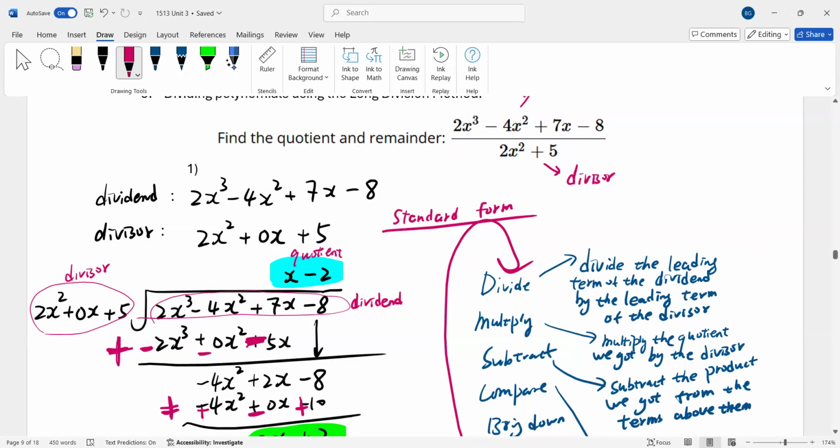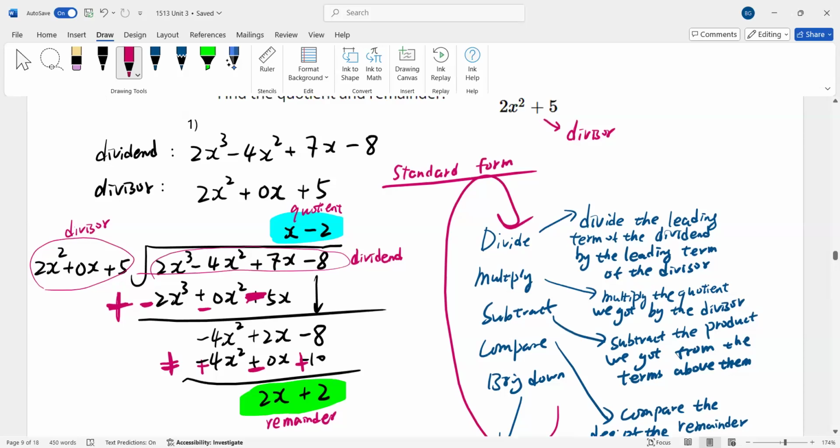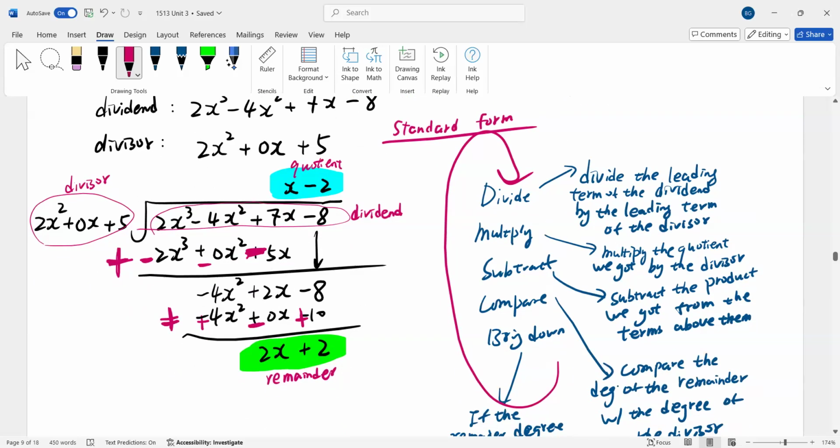The quotient is the blue one, x minus 2. The remainder is the green one, 2x plus 2. That's how we answer it. All right, so that's the long division process. I recorded a class so you can rewatch later.